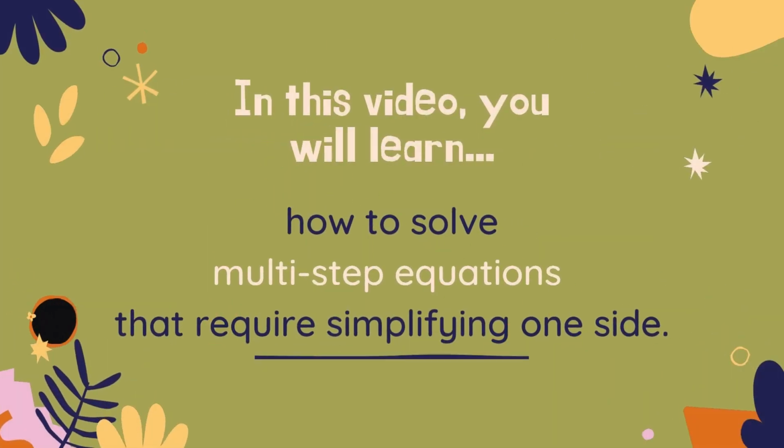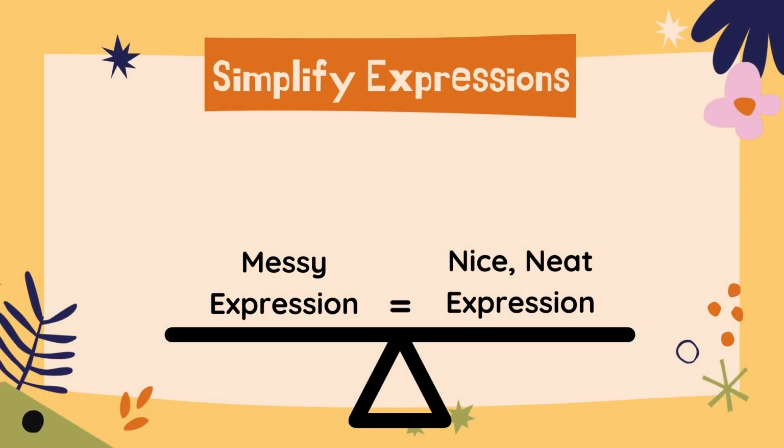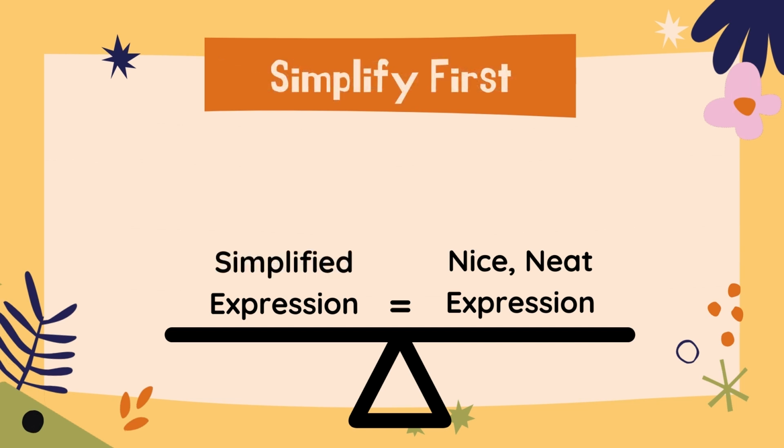In this video, you will learn how to solve multi-step equations that require simplifying one side. When you solve equations in this section, you will be taking messy expressions on one side of the equal sign that equal a nice, neat expression on the other side, and simplifying the messy side to make it easier to solve.